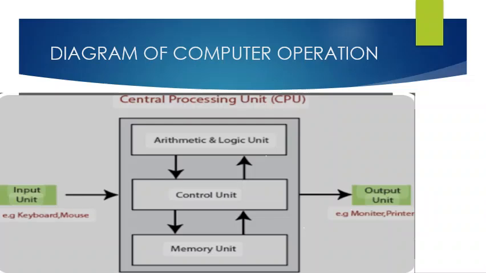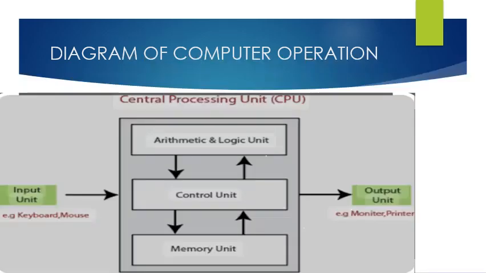So our second slide is known as the diagram of computer operation. As we can see on the screen, here are the diagram and the items on the diagrams. The first one is the central processing unit, which is the CPU. Then we have the arithmetic and logic unit, the input unit, the output unit, the control unit, and the memory unit. The central processing unit refers to the brain of the computer that executes the instructions and programs that are embedded in the computer system.